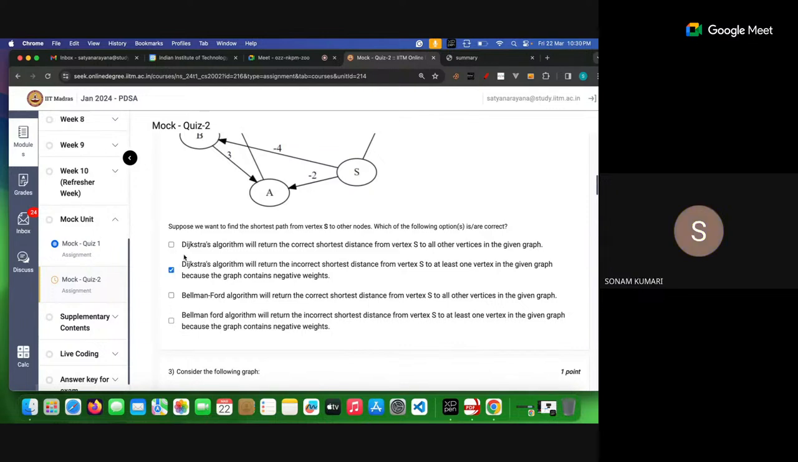Is it right? No, sir. But there is option A and C. C is okay, but based on this graph, A and B, I'm also confused. No, C is right. I'm confirmed about it, but A and B, I'm unsure.